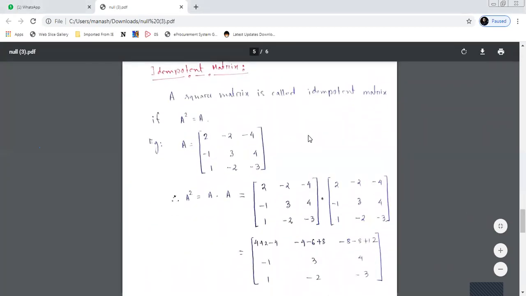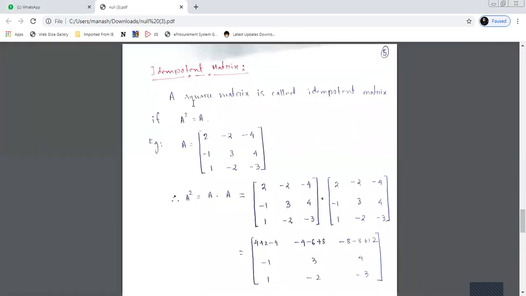Idempotent matrix. So a square matrix is called idempotent matrix if A square is equal to A. If A square is equal to A, then the matrix is called what? Idempotent matrix. So I give an example here. A square means what? A into A. So we multiply these two matrices.